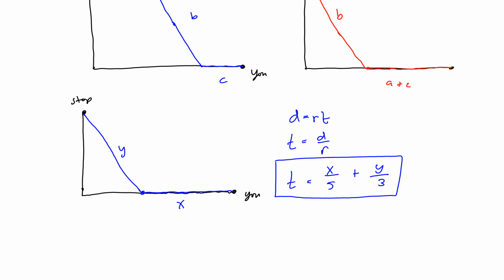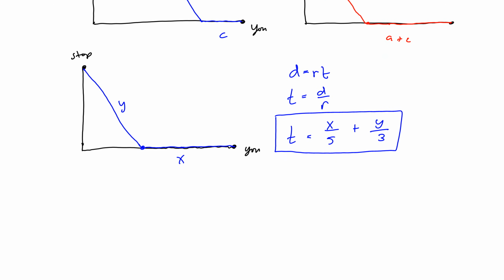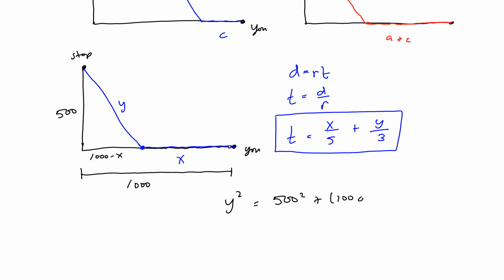And now we want to figure out how to get rid of one of those variables. So note that this whole distance here is 1,000. So that means this distance is 1,000 minus x. And we know this distance here is 500. So that tells me y squared is equal to 500 squared plus (1,000 minus x) squared. Or y is equal to the square root of 500 squared plus (1,000 minus x) squared.